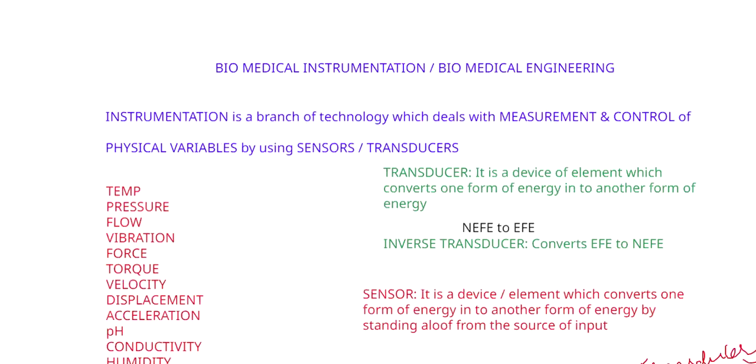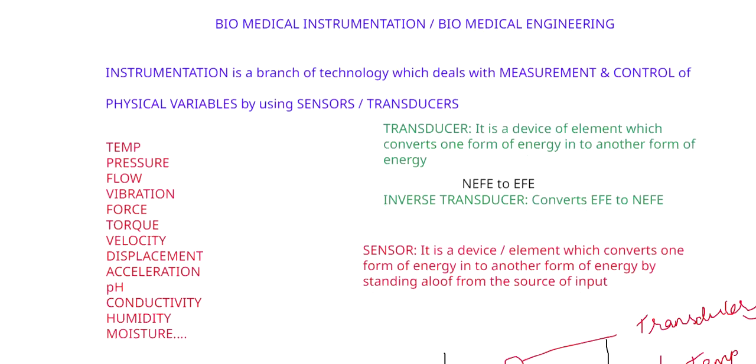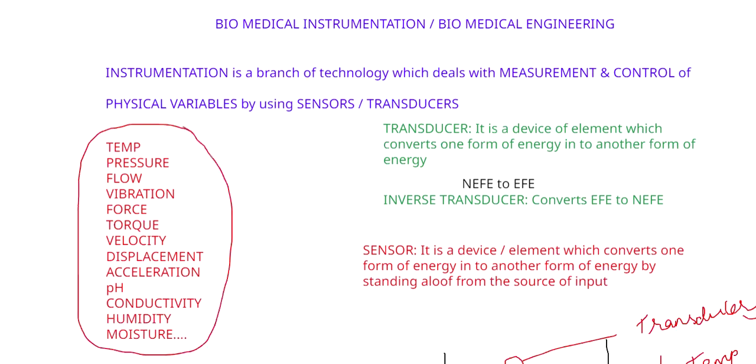By using sensors and transducers, if I measure these physical parameters, and if I am able to control these parameters, okay, measuring and controlling these parameters, that is called instrumentation. That is called instrumentation, right?